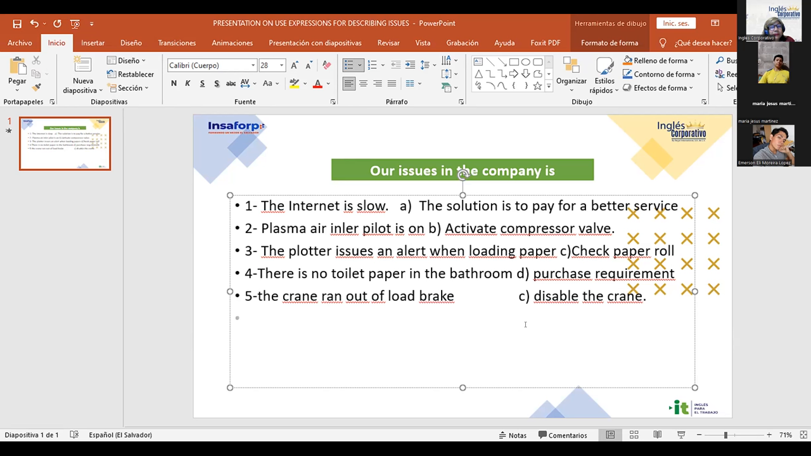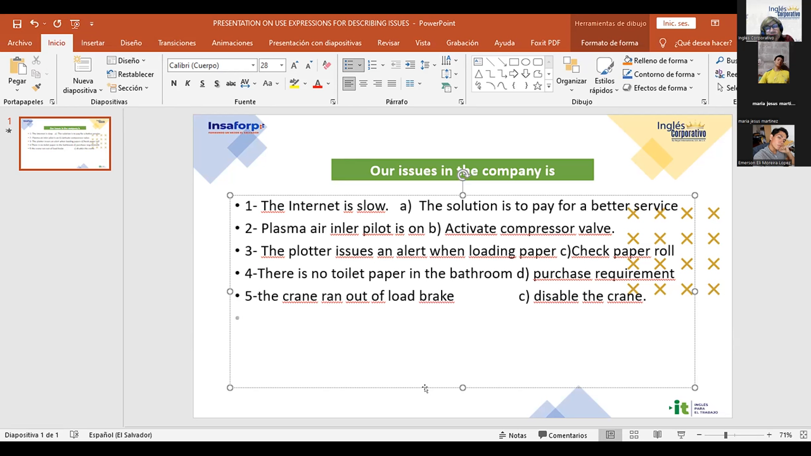Number four, there is no toilet paper in the bathroom. Solution, purchase requirement. Number five, the crane ran out of load brake. Solution, disable the crane.